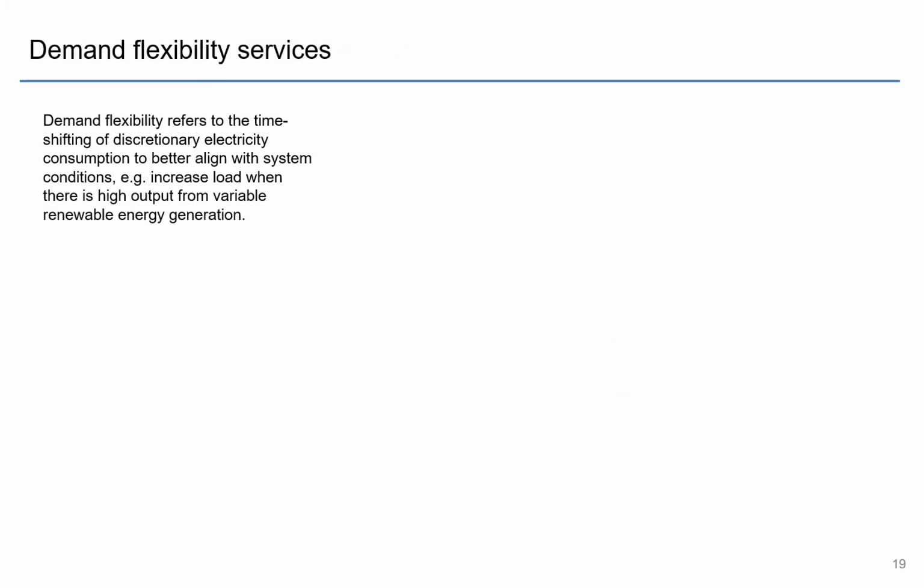Demand flexibility services refer to the time shifting of discretionary electricity consumption to better align with system conditions. In this case, we were talking about the preemptive increasing of load when there is high output from variable renewable energy generation. And for the context of managing system security, what we want to do is increase the load so that we get more load relief, if possible.